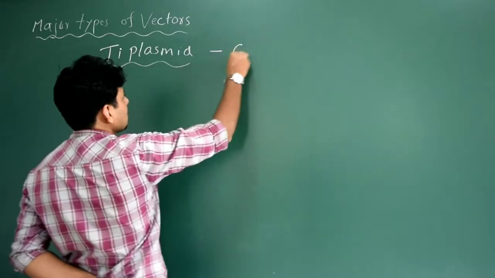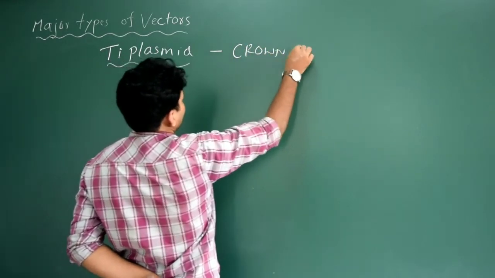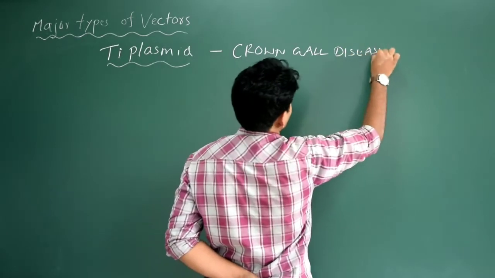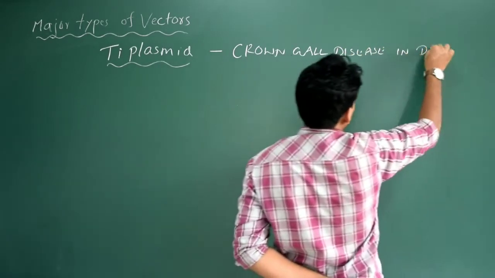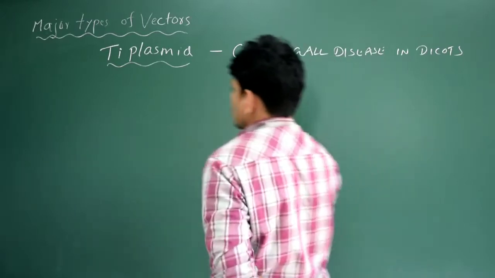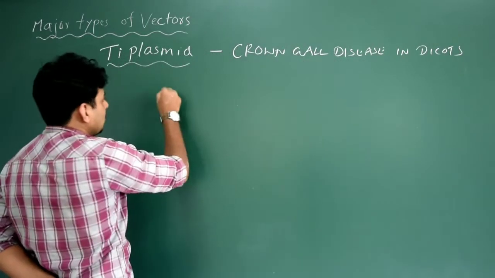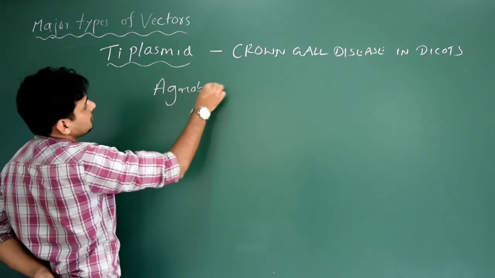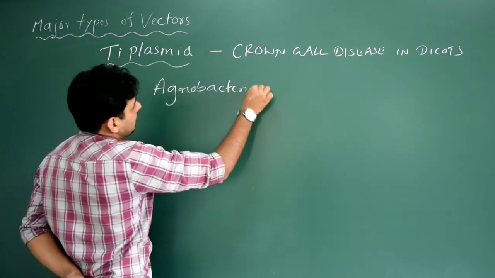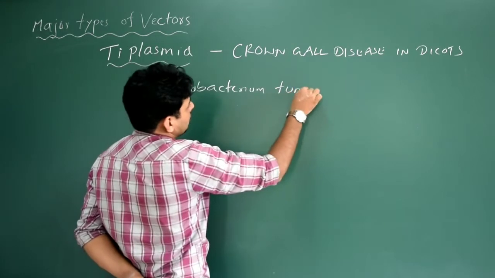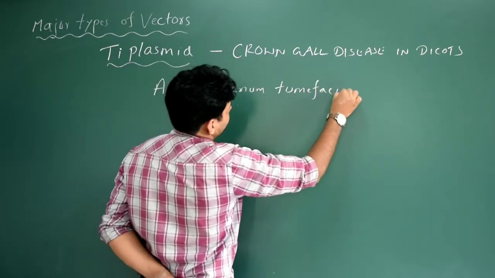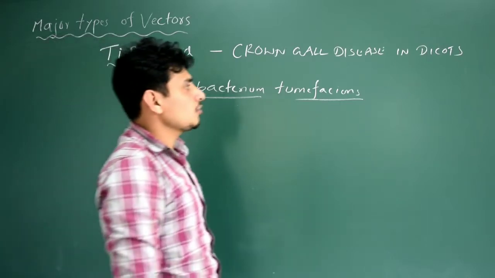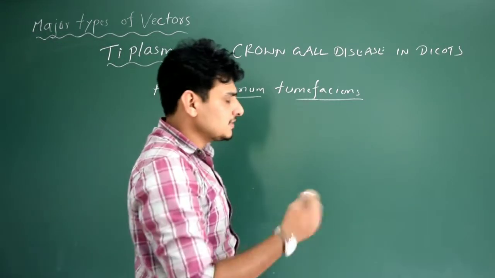Which disease? Crown gall disease in plants, particularly in dicots, not monocots. And the bacterium is called Agrobacterium tumefaciens. Agrobacterium tumefaciens actually causes crown gall disease. What is this crown gall disease?